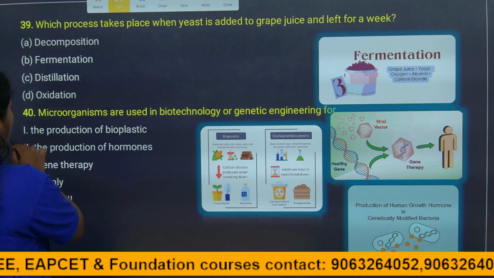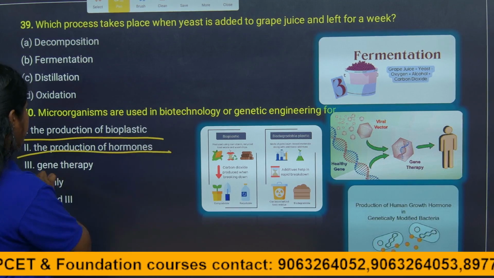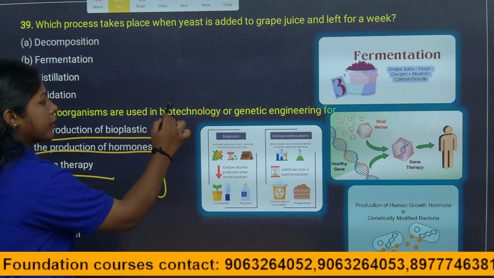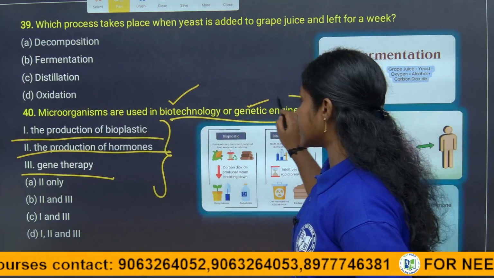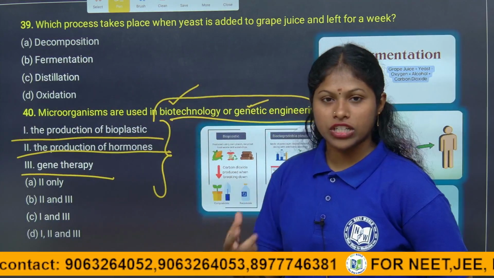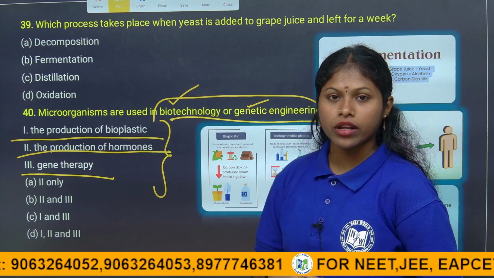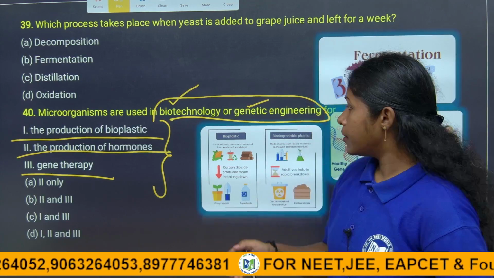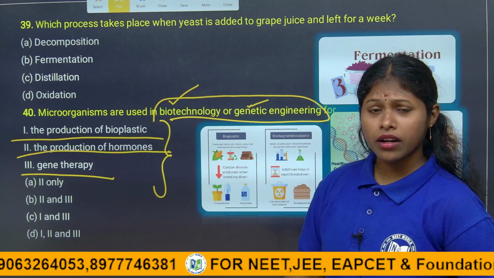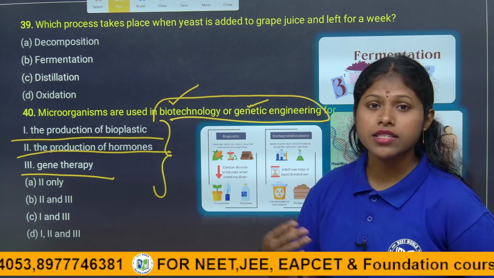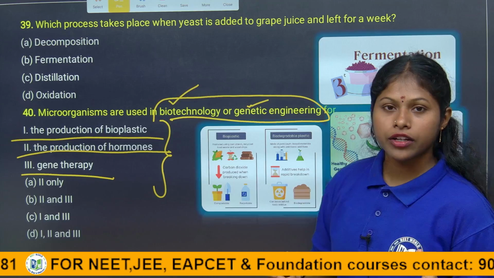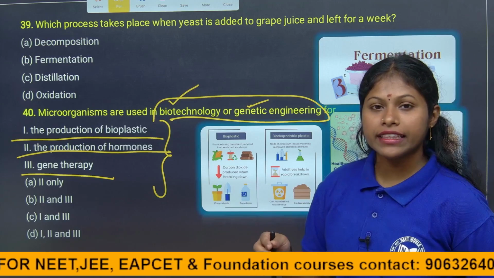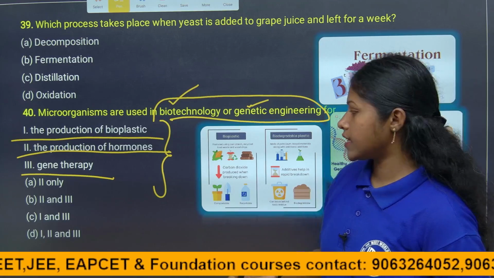The production of bioplastic, the production of hormones and gene therapy are happening through biotechnology and genetic engineering processes. Biotechnology and genetic engineering are the same, children. So they are altering the gene to prevent diseases. Through these processes, we are utilizing it and thereby preventing the diseases.